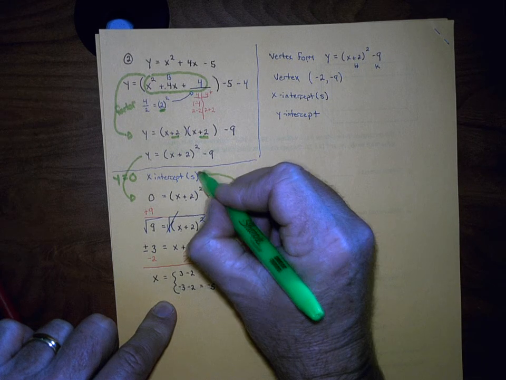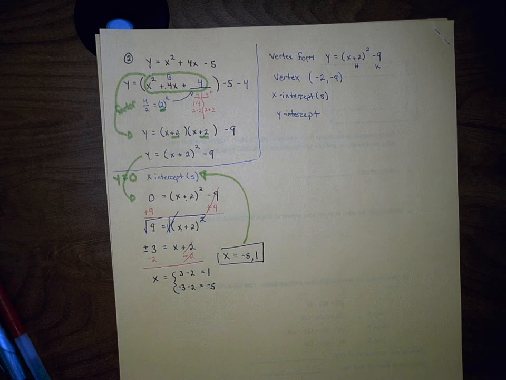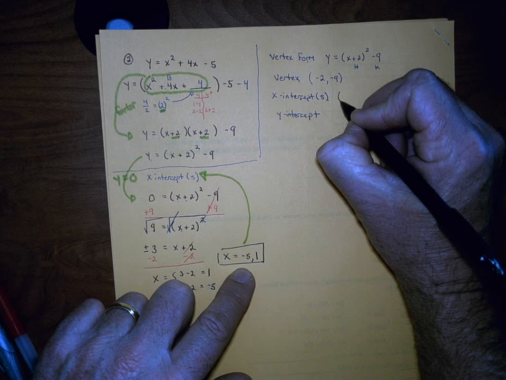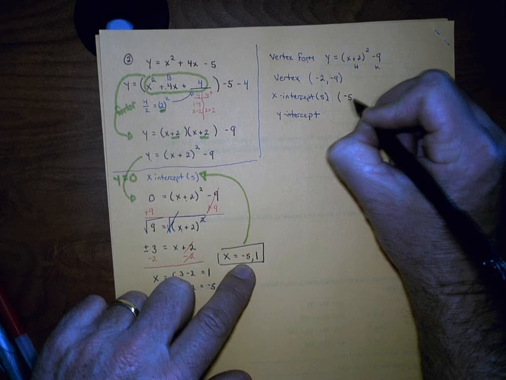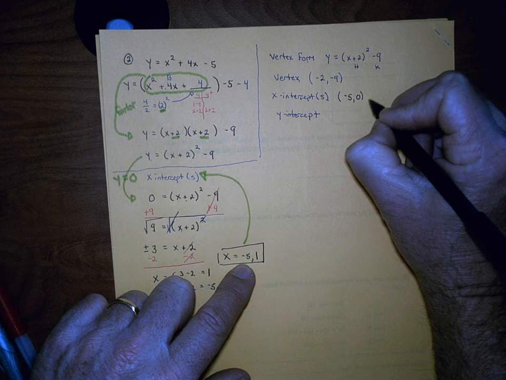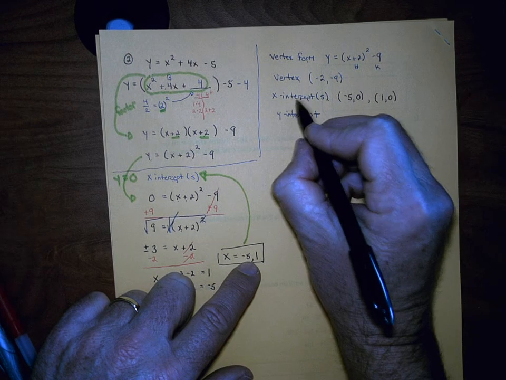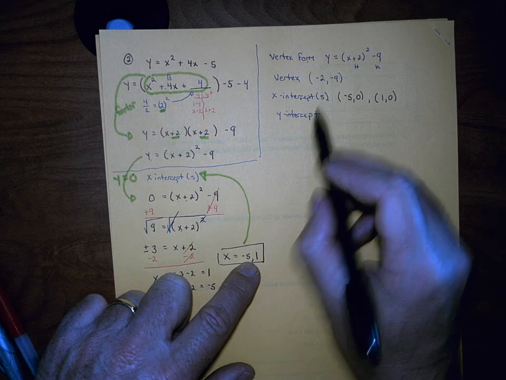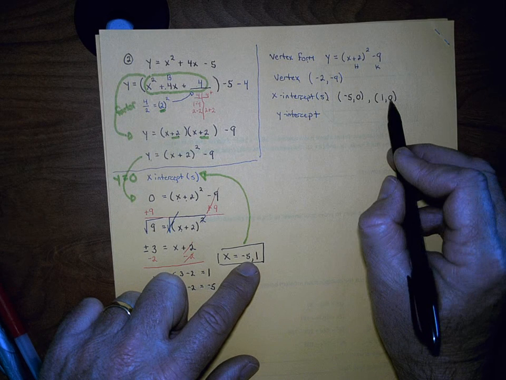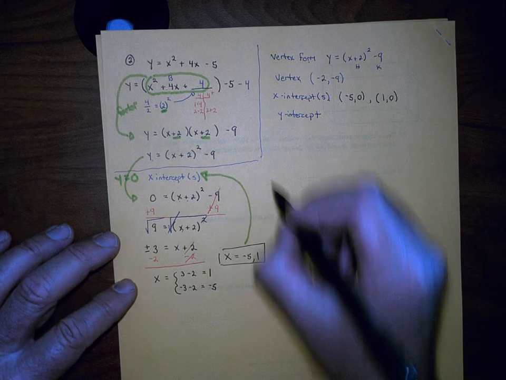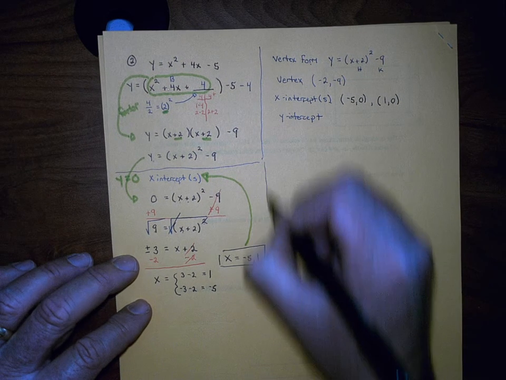Okay? So how do you write the x-intercepts? You write them as an ordered pair, and the ordered pair would be (-5, 0), and your other x-intercept would be (1, 0). For the x-intercepts, because they're going to be crossing the x-axis, your y value is always 0. Okay? That is how we find the x-intercepts.